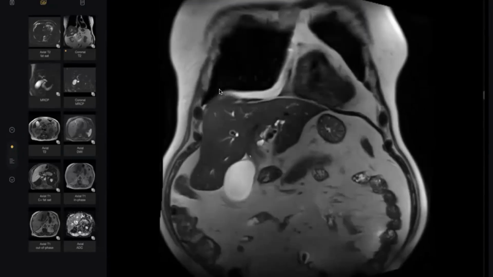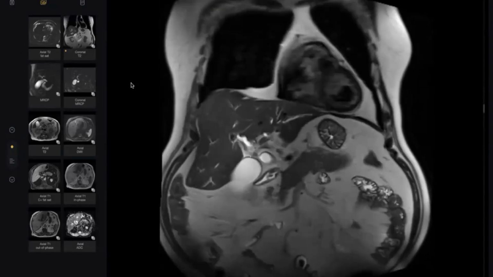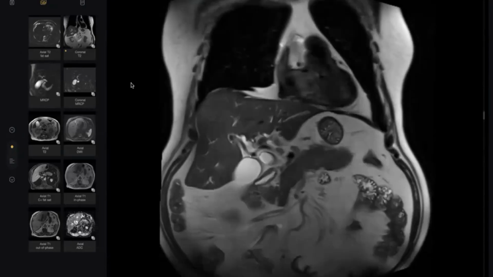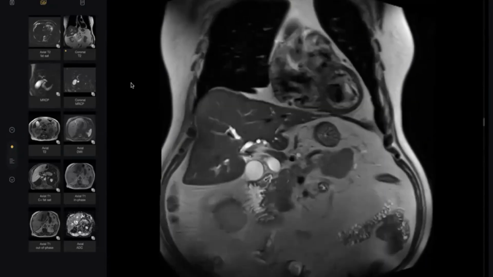Sir, the coronal images again show the dilatation of the intra and extrahepatic biliary tree. Yes, and sir, I could appreciate that the cystic duct has a low insertion.